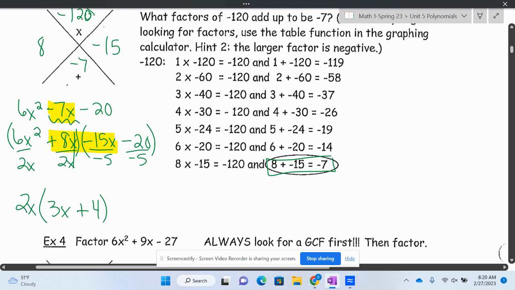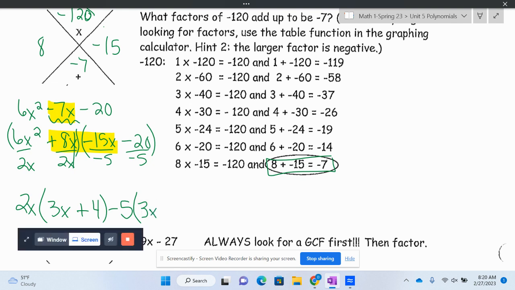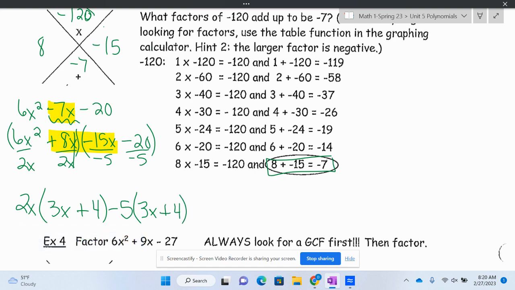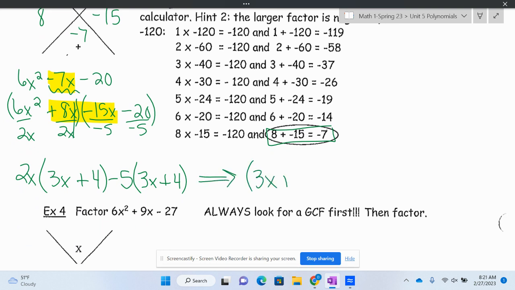So I'm taking out a negative 5, putting that up front, negative 5 parenthesis. Let's see, negative 15x divided by negative 5. Well, a negative divided by a negative is a positive, and 15 divided by 5 is 3. So I have 3x. Negative 20 divided by negative 5 is a positive 4. Do I have a copycat? Yes, I do. 3x plus 4. So that's my first binomial.